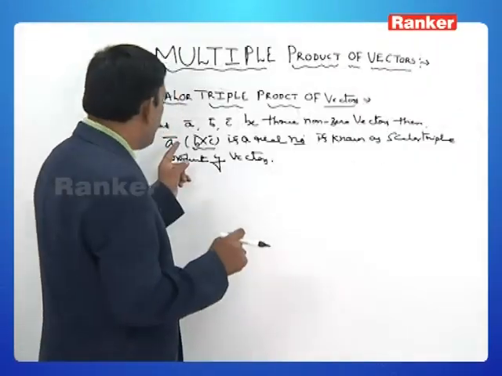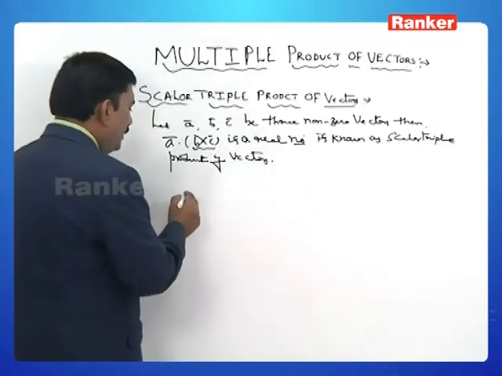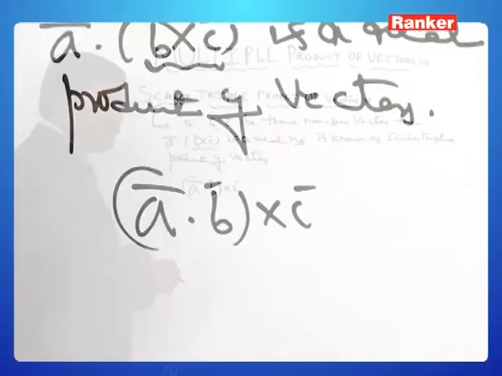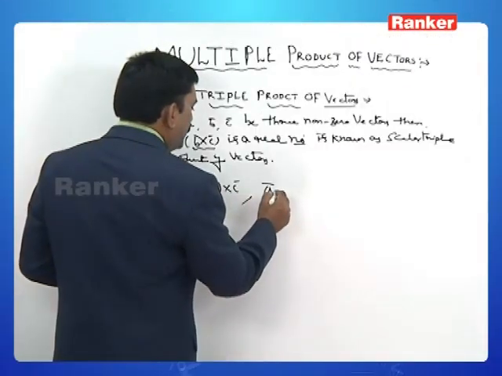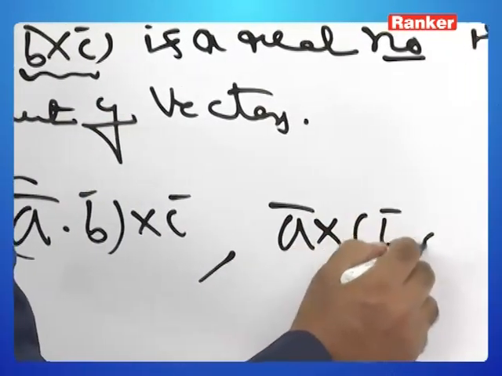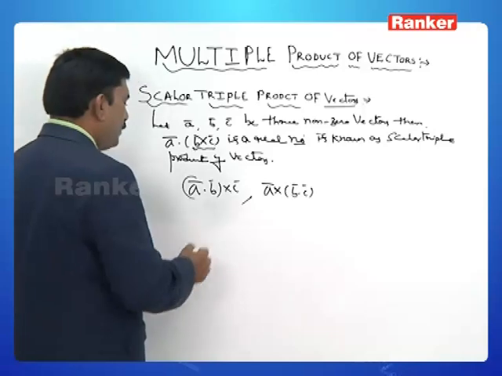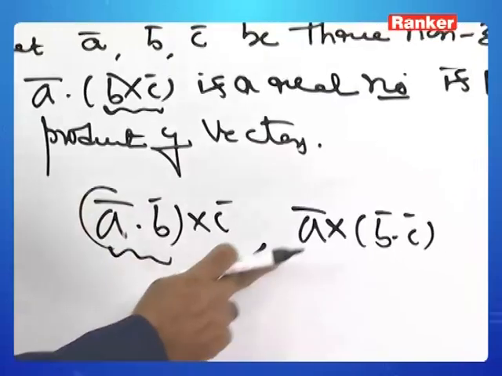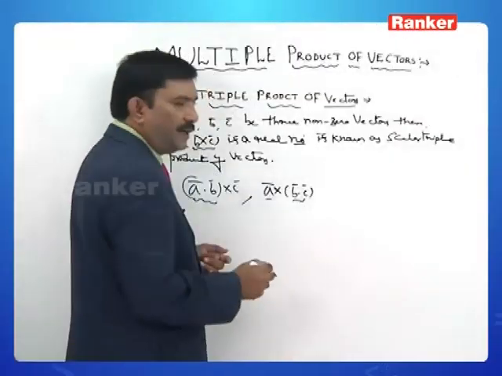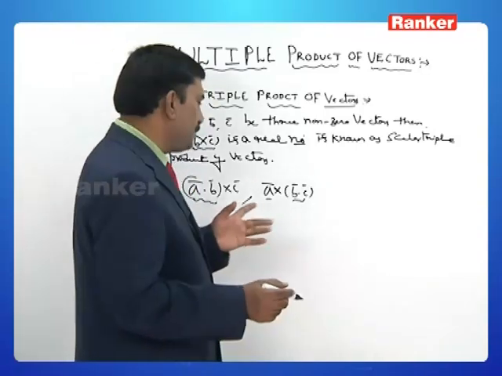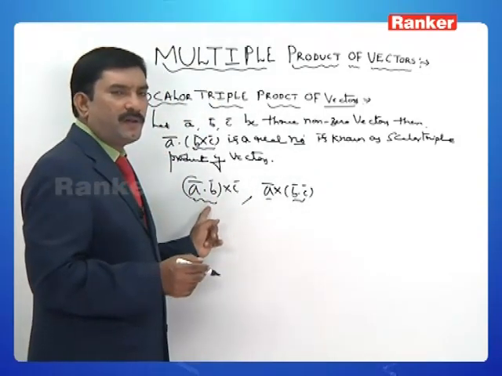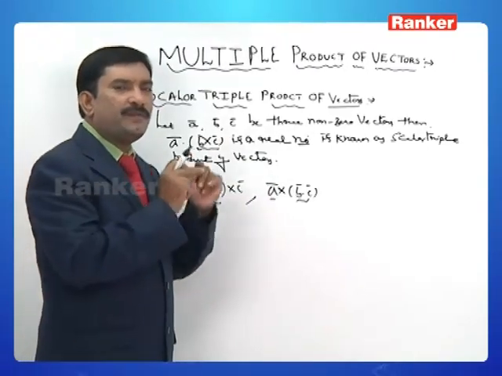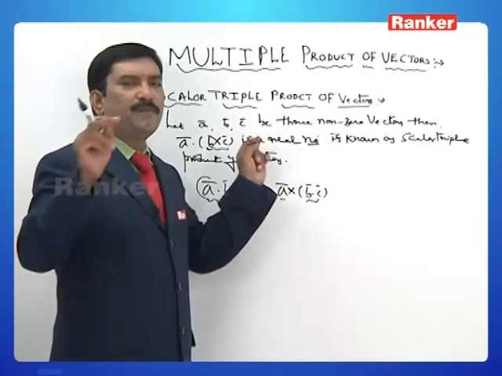Instead of this, if I write A dot B dot C or A cross of B bar dot C bar, it's meaningless. Why? It's a scalar. Can you take the cross product with a scalar? No, it's not possible. It is not a scalar triple product, even though three vectors are present, since it does not fulfill the definition of the scalar triple product.